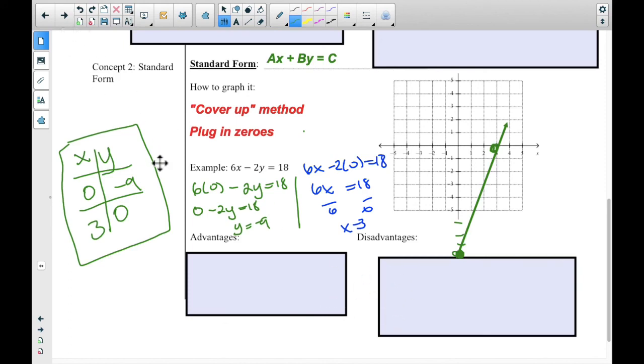That is the end of this video on standard form. The next video will cover point slope.